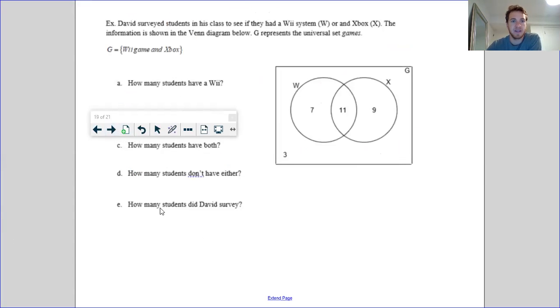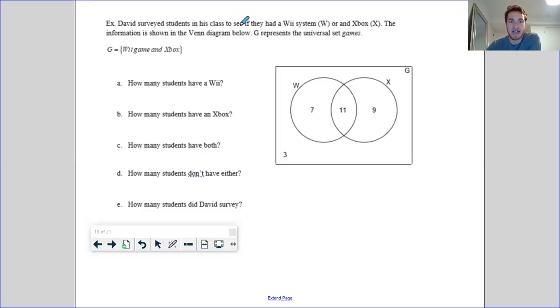All right. David surveyed students in his class to see if they had a Wii system or an Xbox. The information is shown in the Venn diagram below. G represents the universal set, games. All right, Wii game and Xbox. Okay, how many students have a Wii? So let's get some answers in the chat. How many people have a Wii? 18. Anybody else want to answer?